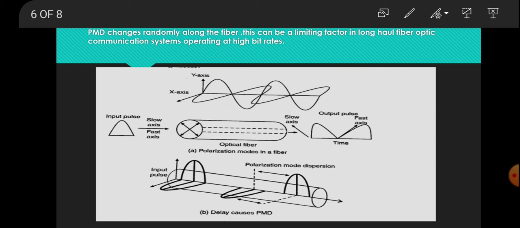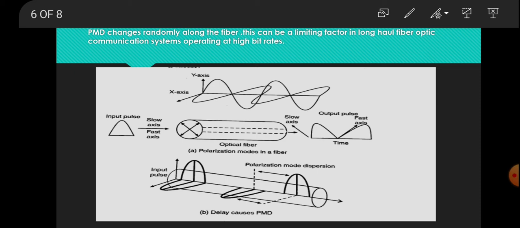So at the output side of the fiber, you can see that pulses will be reaching the output side at different times. It is drawn that the input pulse is received at different times, that is, it is marked as a fast axis pulse and a slow axis pulse. So instead of one pulse we are receiving two pulses, right?